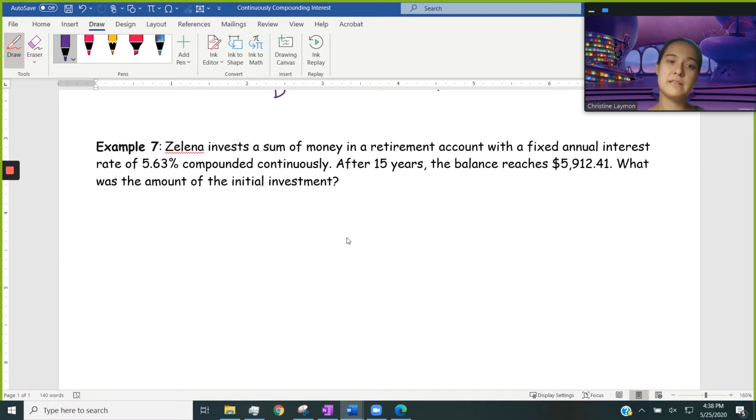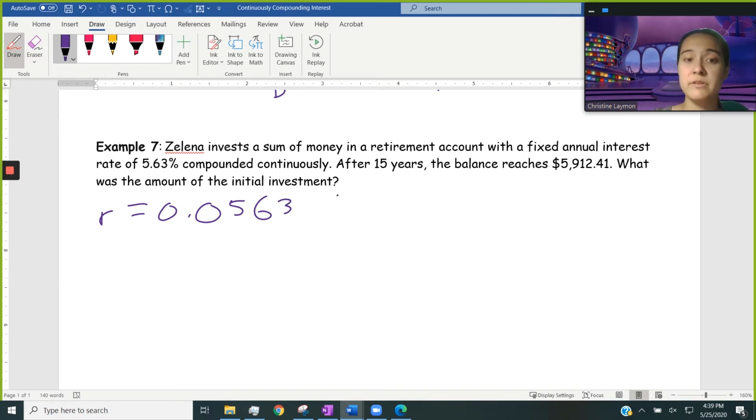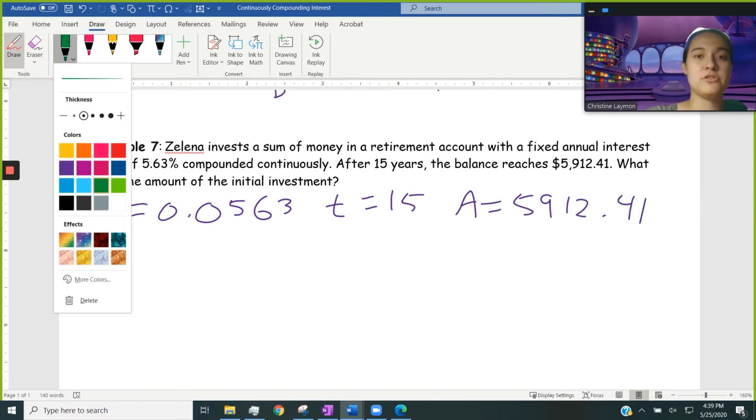In example 7, Zelina invests a sum of money in a retirement account with a fixed annual interest rate of 5.63%, also compounded continuously. After 15 years, that balance reaches $5,912.41. What was the amount of the initial investment? In other words, what was the principal? Let's start with what we know. We know the rate, that 5.63%, 0.0563. We know the time, 15 years, and we know that total amount, that total balance, was 5912.41.